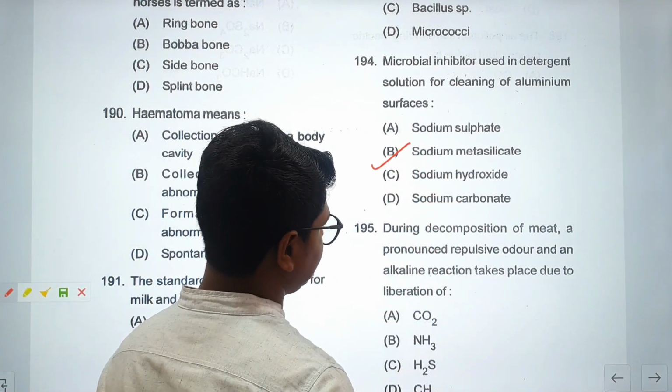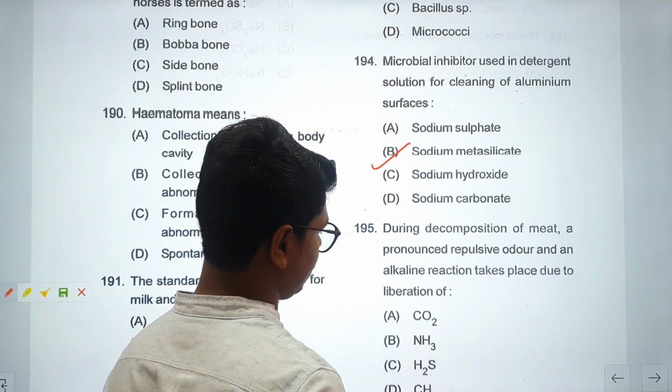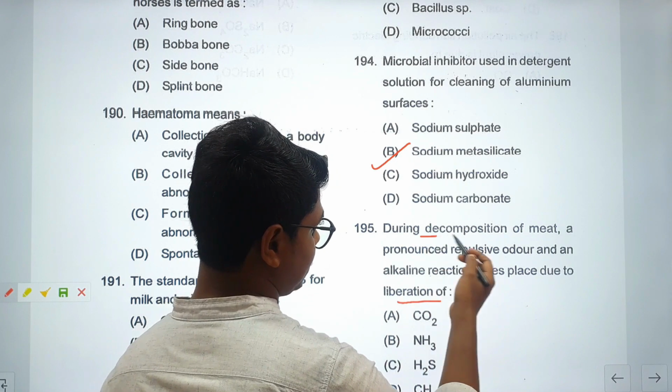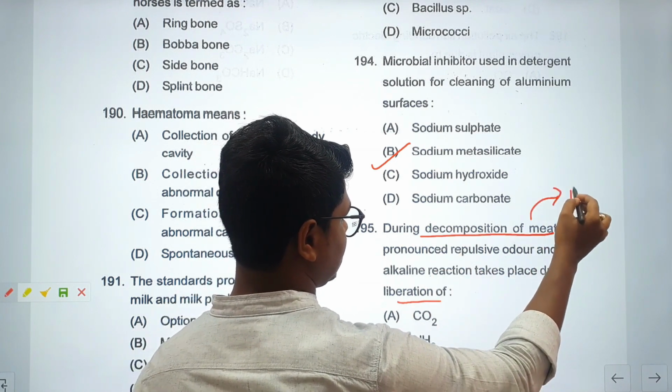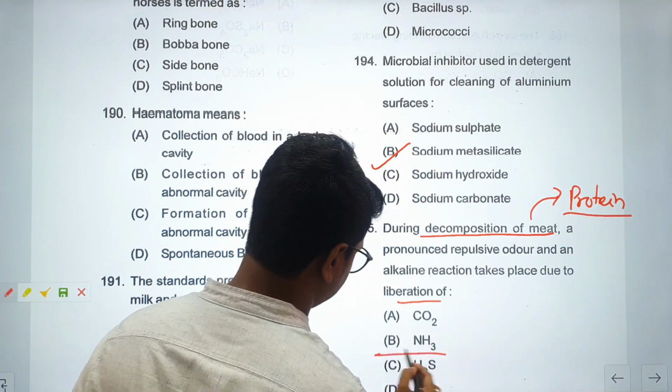194. The microbial inhibitor used in detergent solution for cleaning of aluminum surface is metasilicate, sodium metasilicate. During decomposition of meat, a pronounced repulsive odor and an alkaline reaction take place due to liberation of ammonia. You see, in decomposition of meat, you will find denaturation of protein. When the proteins are denatured, they produce ammonia, gas ammonia.